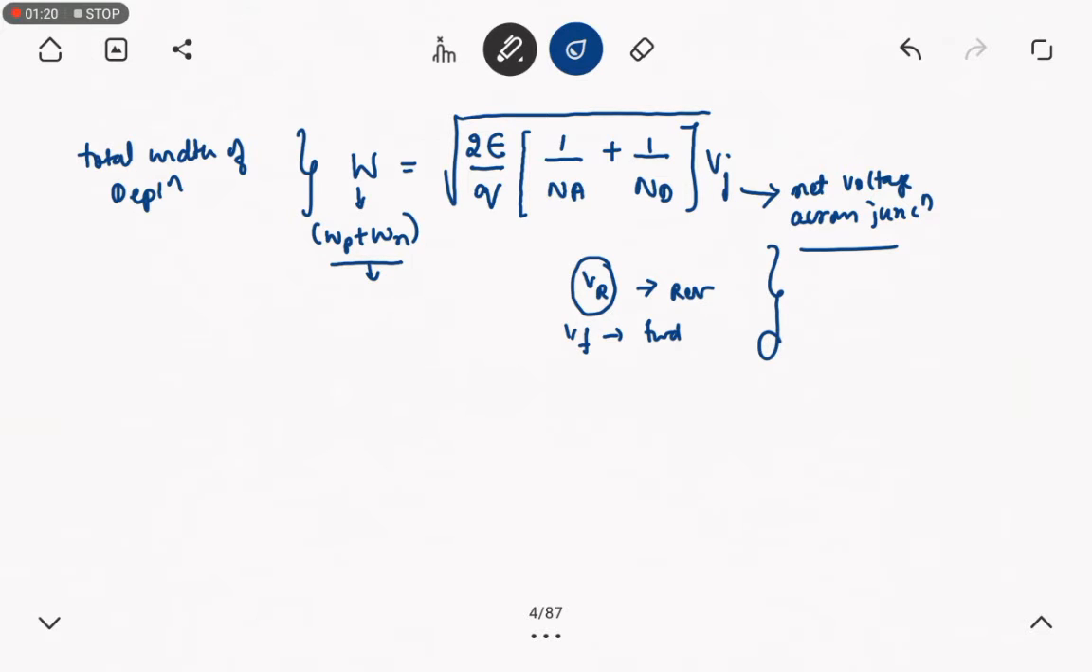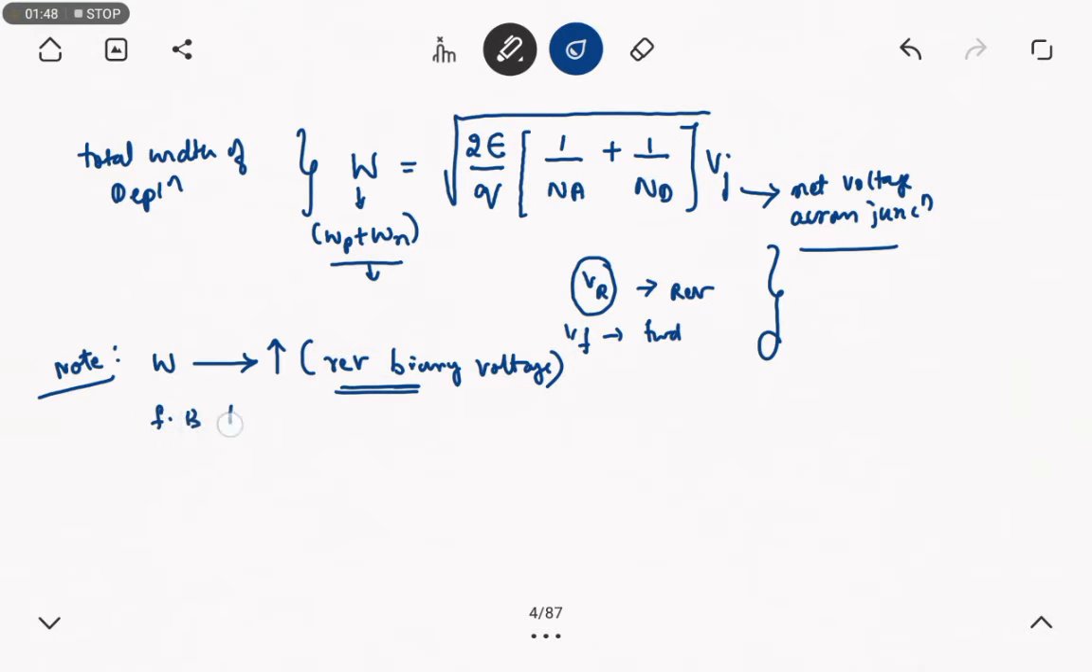Next we'll be moving with some important points regarding this depletion region. What are the important points? That is, the width of the depletion layer increases along with the reverse biasing voltage. How does it increase? Whenever the forward bias voltage is increased, the width of the depletion region decreases. So this is with respect to the concentration also.